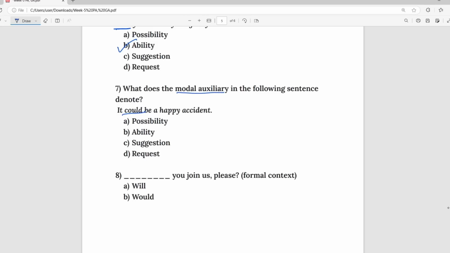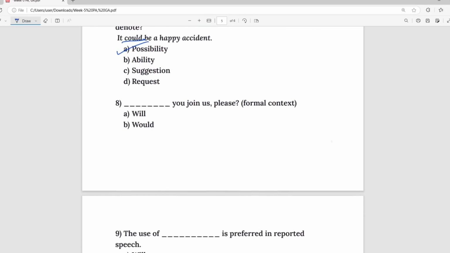And the seventh question, what does the modal auxiliary in the following sentence denote? It could be a happy accident. Could is the modal auxiliary here, and could is generally used to express possibility, meaning that something might happen to be true. They're saying it could be a happy accident. It is possible but not certain. So the answer is possibility.